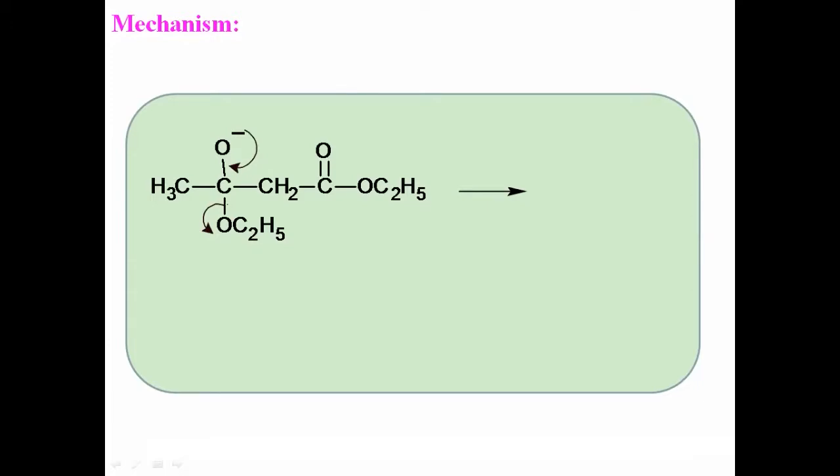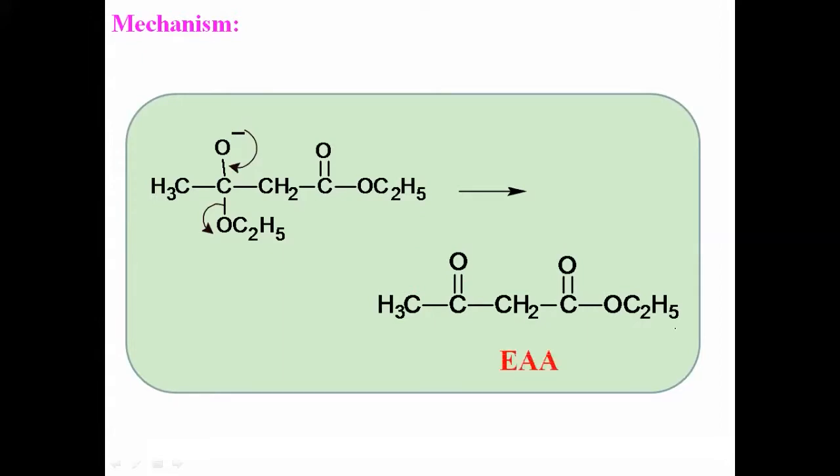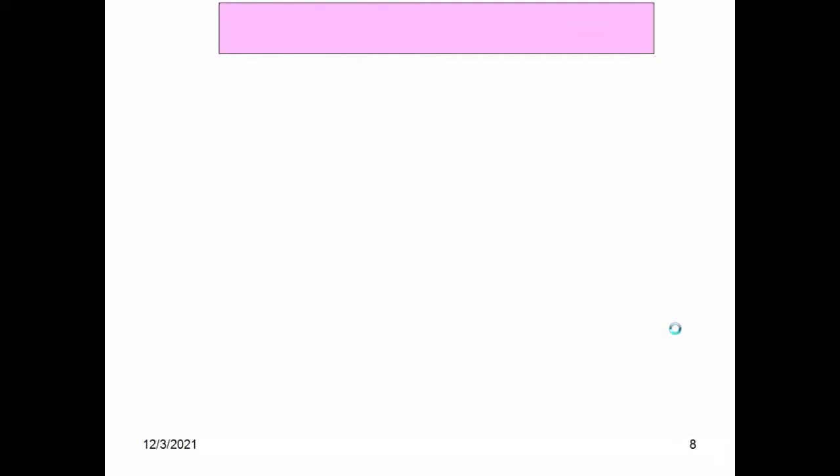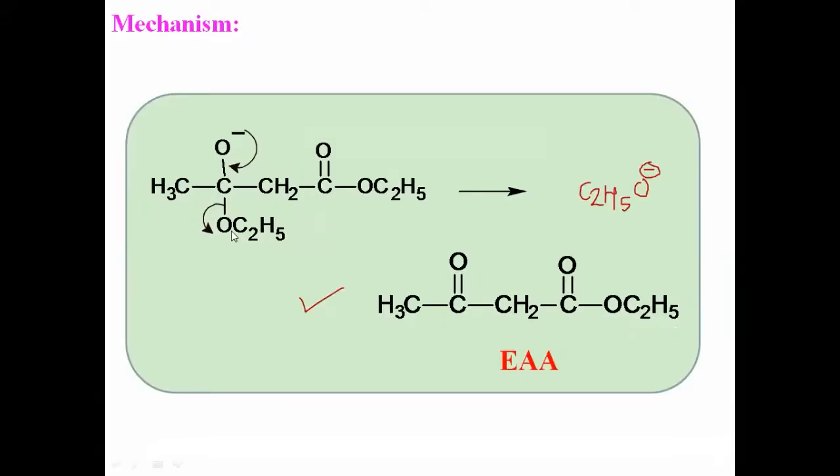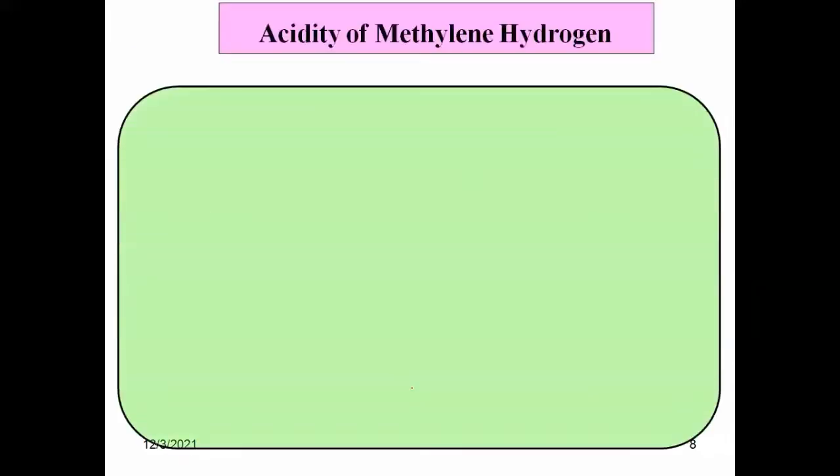या बॉन्डचं easily breaking होतं, आणि इथं pi bondचं formation होतं, here this electron pair forms a pi bond between carbon and oxygen. We get CH3 C double bond O, CH2 C double bond O, C2H5O, and this is nothing but our ethyl acetoacetate. And thus we have studied the preparation of the acetoacetic ester. We also studied the mechanism of this particular reaction. Now let us see the next point. यामधला पुढचा point आपण बघूया.